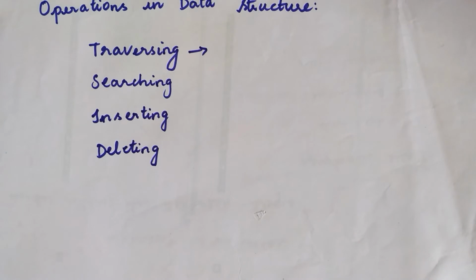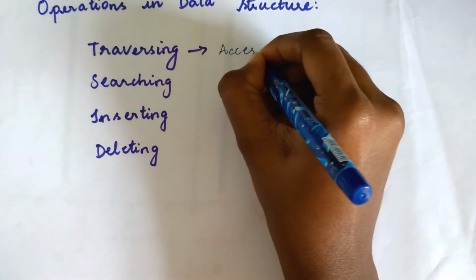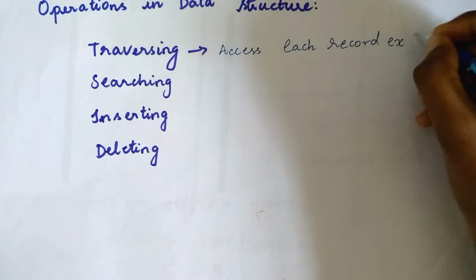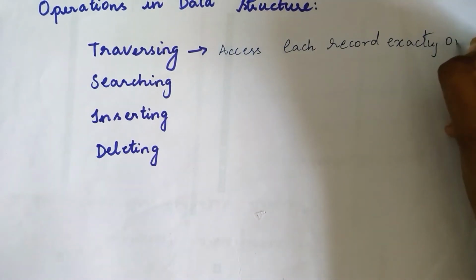What is traversing? In traversing, we are going to access each record. The record is nothing but one single particular cell of the data. We are going to access each record exactly once, so that every record in the data set will be processed.